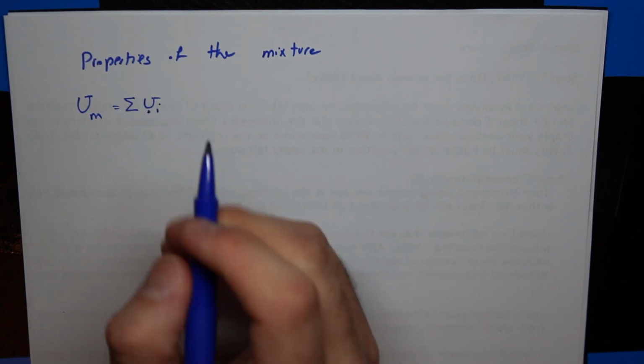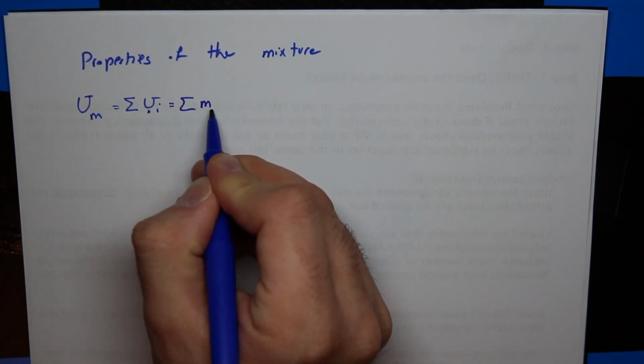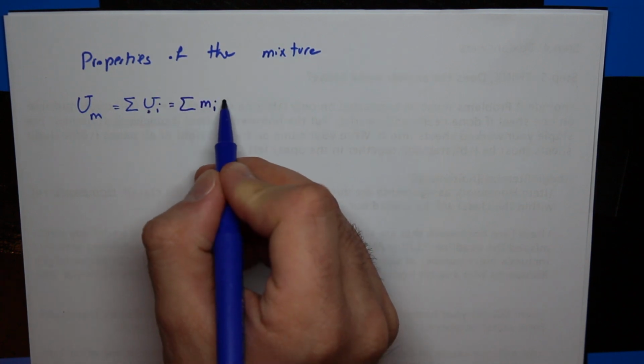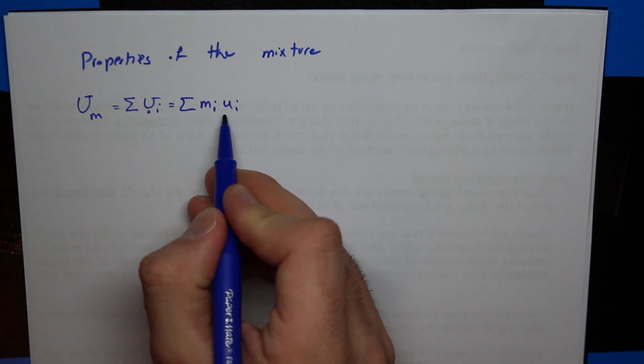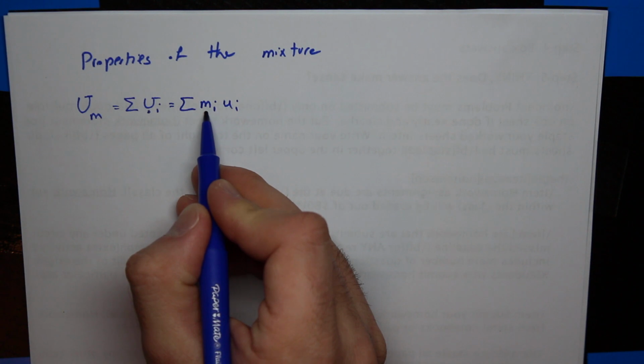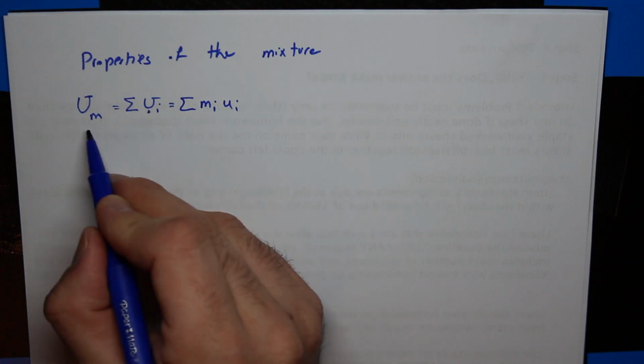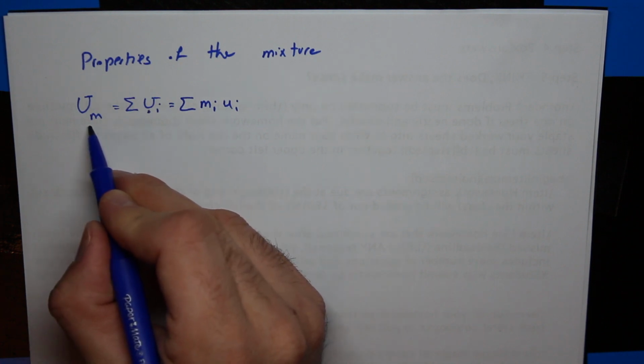Now, I can also write that based on the mass of each component multiplied by the specific internal energy of each component. So let's say the unit here is kilogram and the unit here is kilojoule per kilogram. All right, and at the end we end up with the unit of uppercase U.